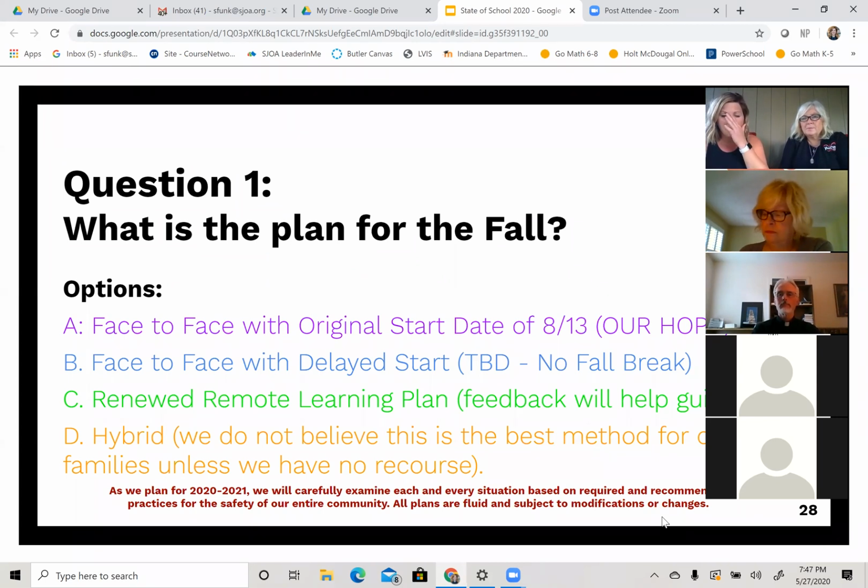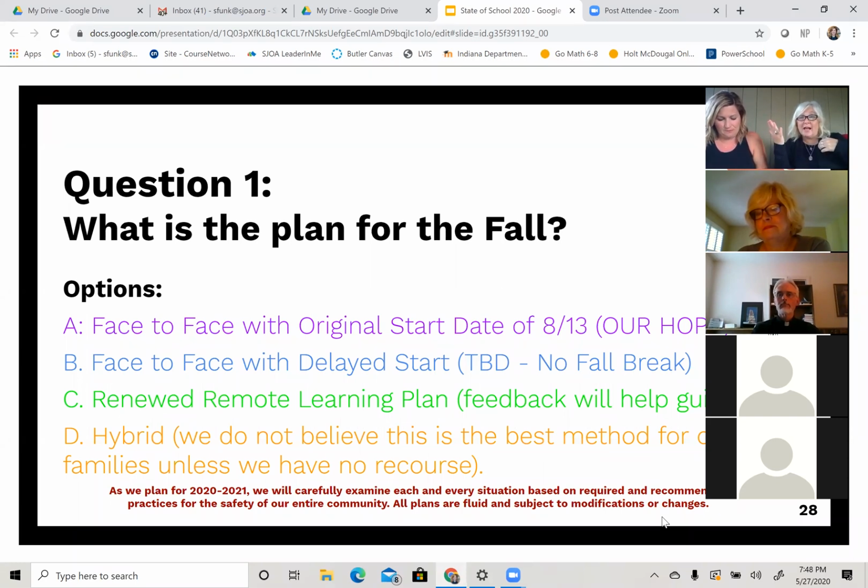A remote learning plan, we would have a renewed one. We will use your feedback to help guide what that plan looks like. I do want to caution you about your feedback. Your feedback contradicts one another based on your individual family's needs.